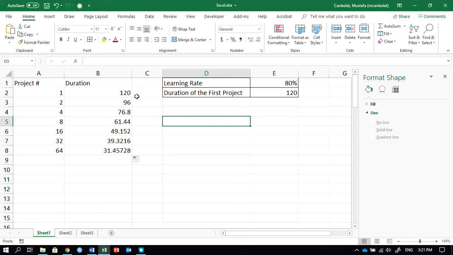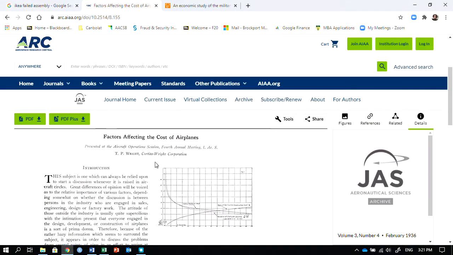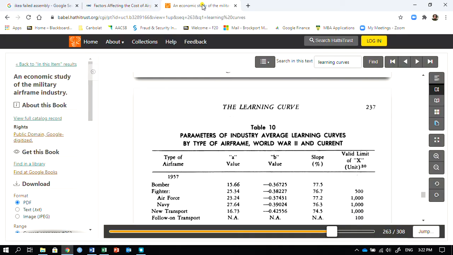So the idea originated in 1936 by T.P. Wright, who looked at the cost of airplanes. They produced the first airplane, and recorded the cost, and then the second, the third, fourth, fifth, and they observed something like a curve, an exponential relationship. And that was 1936, and that relationship later on, I think this is 1956.